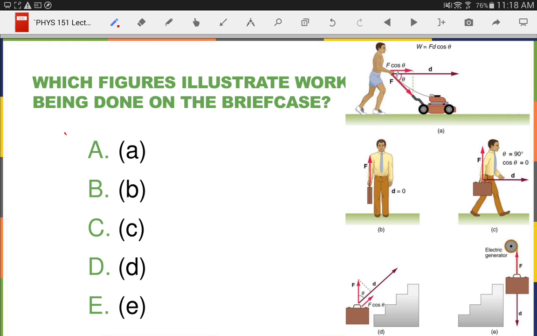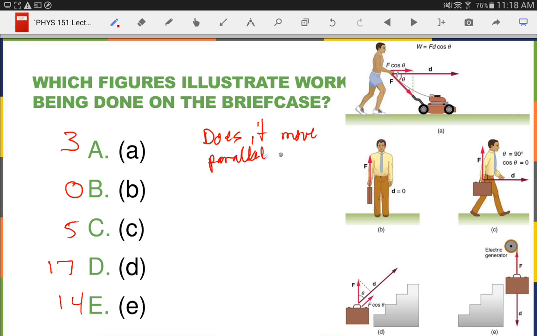Okay, so the answers we had were 3 who said A, 0 who said B, 5 who said C, 17 who said D, and 14 who said E. Now I'm going to have people look at each one of these, and I'm going to ask 1 question and have people answer. Does it move parallel to the force?